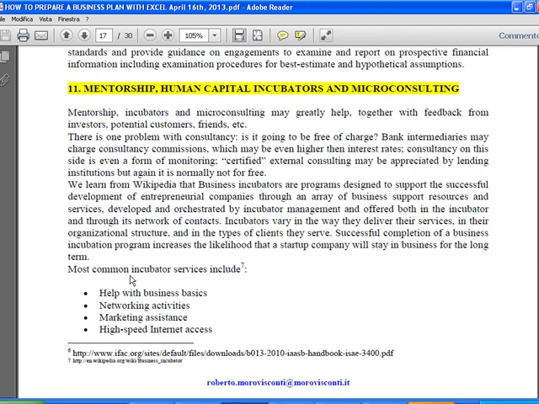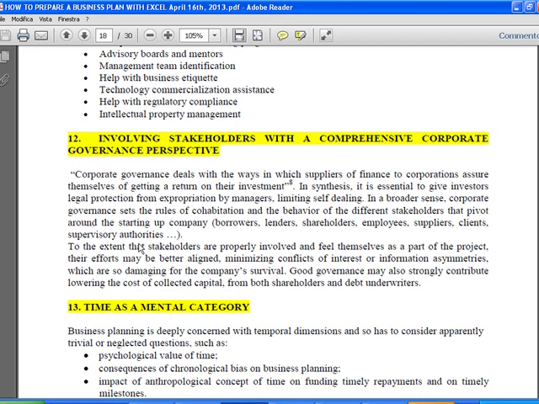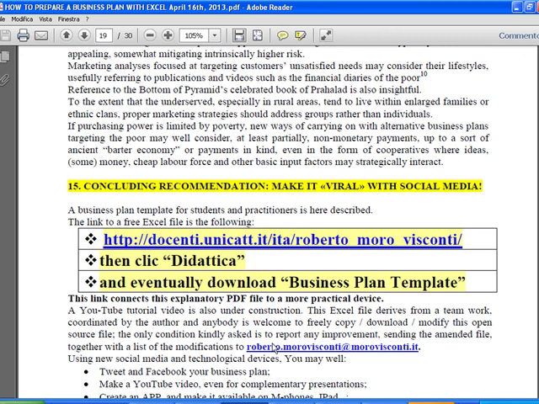You can also involve stakeholders and consider that time is a mental category. You have to prepare a business plan across time. This is very important. You can have an out-of-poverty business planning and also conclude the recommendation, make it viral. Look here, this is the website where you can download your business plan template with Excel.